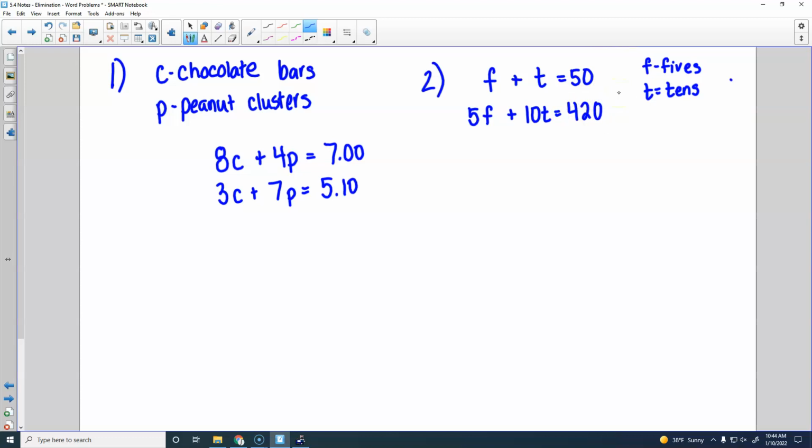Okay, because F and T is just our number of bills. So we're just adding, I got 17 5s and 33 10s, maybe. I don't know what the answer actually is. And then the second equation is, wait, we got to count every 5 is worth $5. So 5 times F. And every 10 is worth $10. So 10 times T. There. So it's good for that. Okay. Any questions on number 2? Make sure you've got it set up.